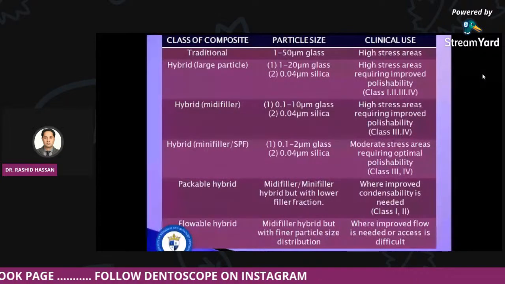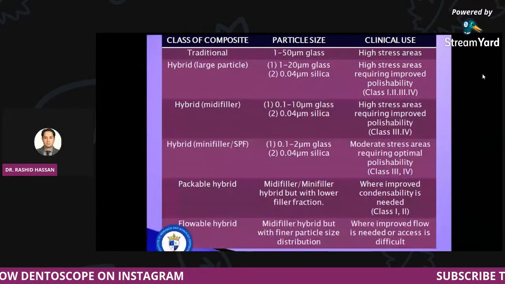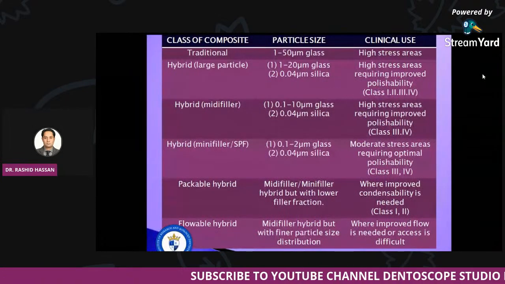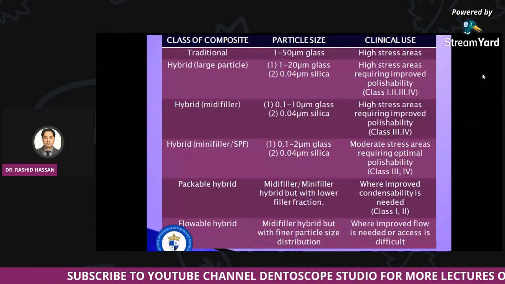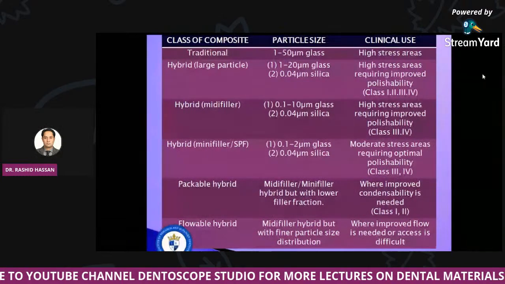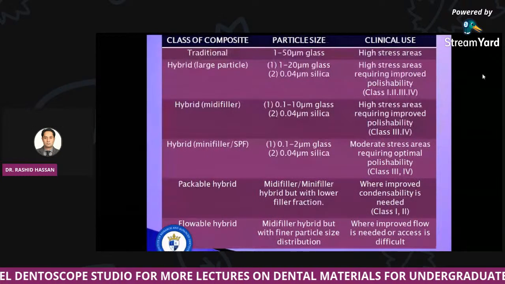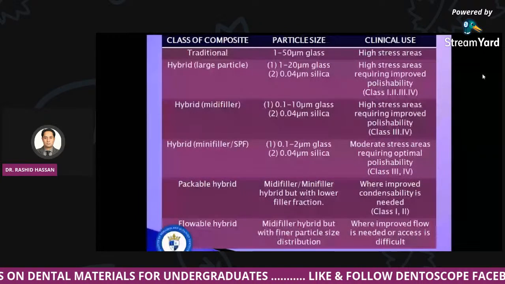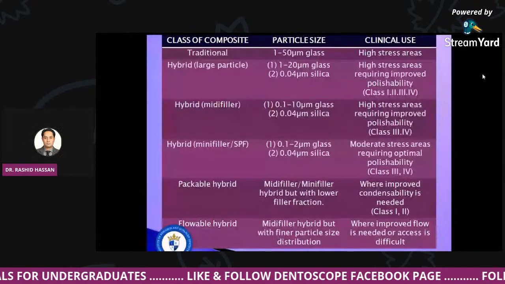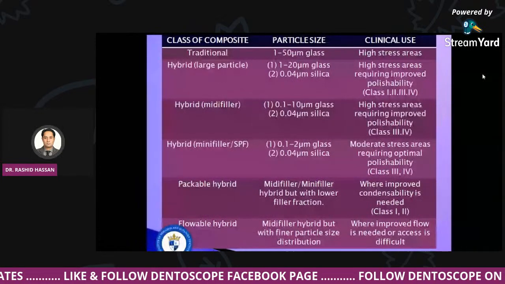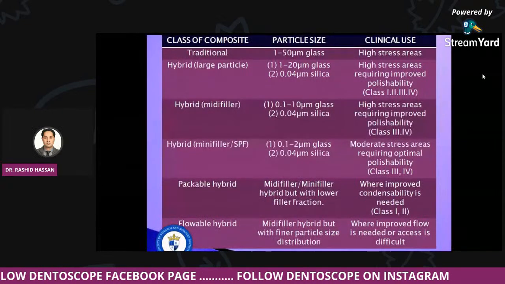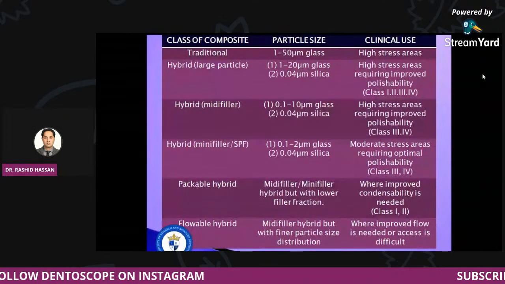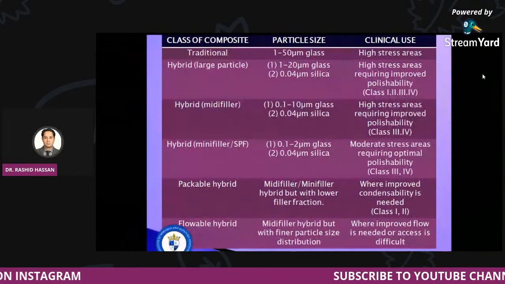Then there are the hybrid composites. There will be large particle, mid filler, mini filler, which are also called hybrid. Then there are packable and flowable composites, which are the two hybrid composites. Talking about the hybrid large particle, here you can see two different types of particles: the glass particle and the silica particle. As I told you, when two or more types of particles are used in a dental composite composition, we call it a hybrid particle.